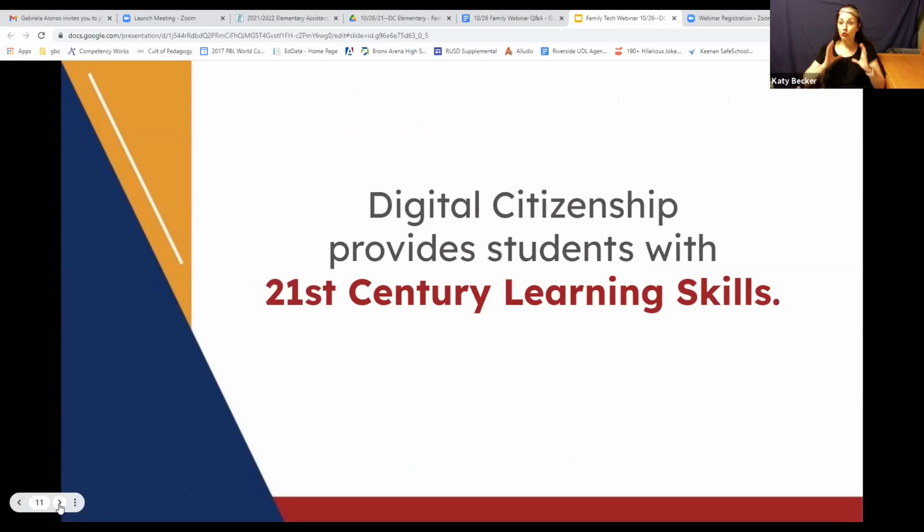Digital citizenship also provides students with 21st century learning skills. And you might be asking yourself, what are 21st century skills? Those are skills that require students to understand information that's around them. They need to know how to think critically. They need to be creative. They need to learn how to collaborate, and they need to effectively communicate with one another. And this is important in life skills as well as digital skills. So these are identified as 21st century learning skills, which is going to help carry our students into their futures when they enter the job force.